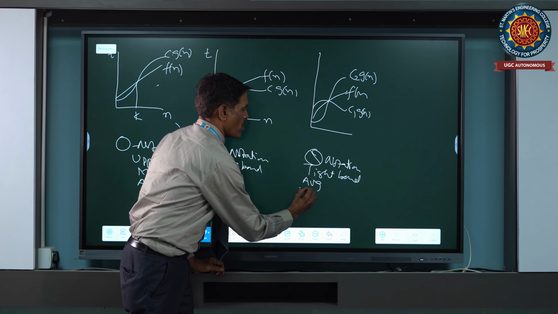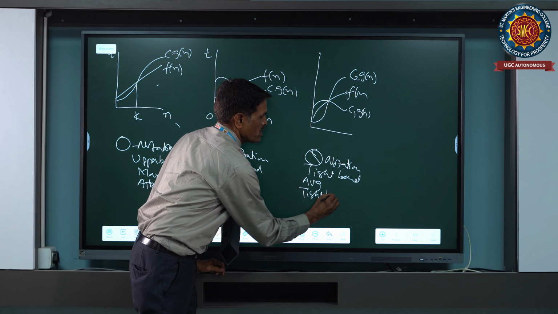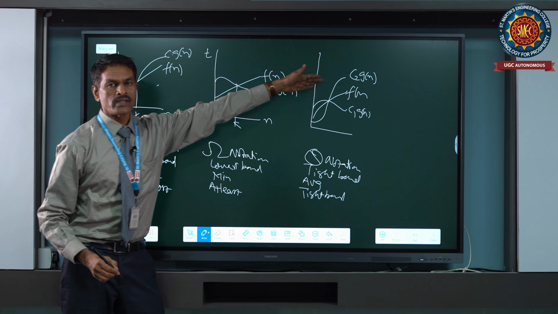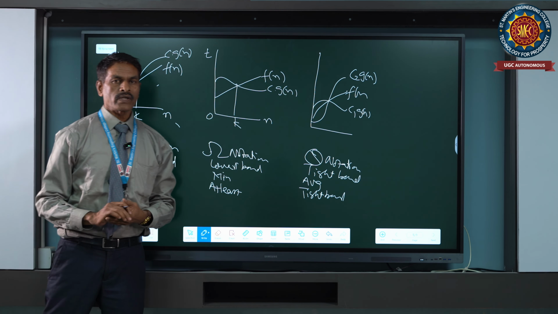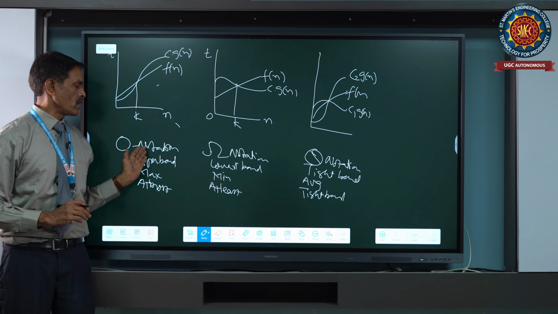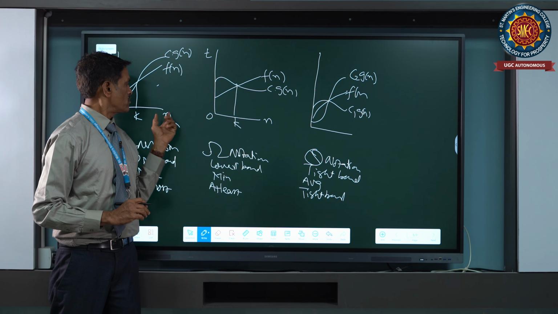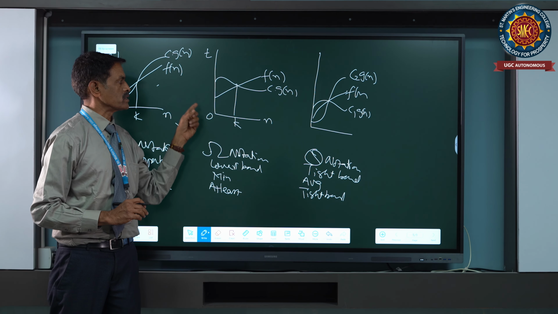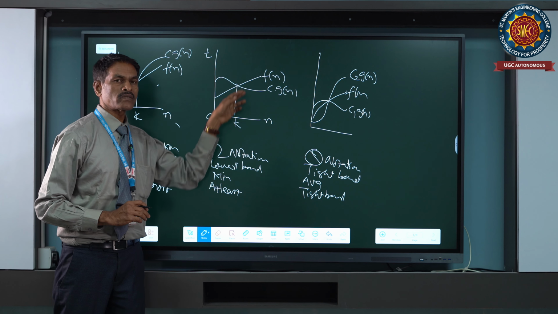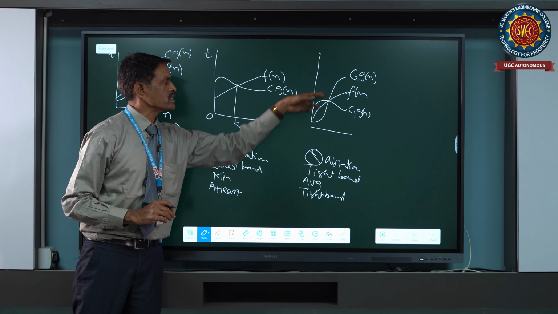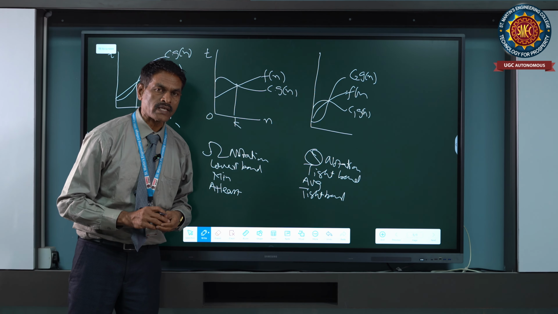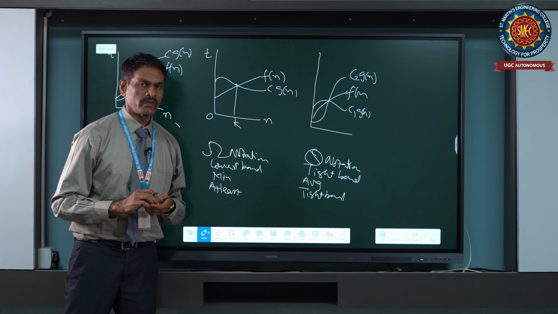This is the tight bound between the two. So big O notation is for the maximum purpose, omega notation is for the minimum purpose, and theta notation is for the average, tight bound purpose.